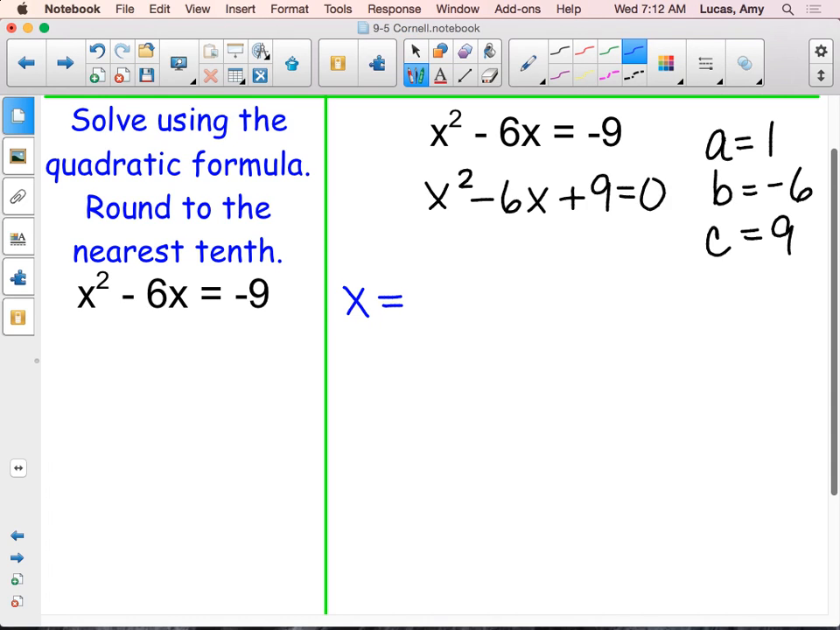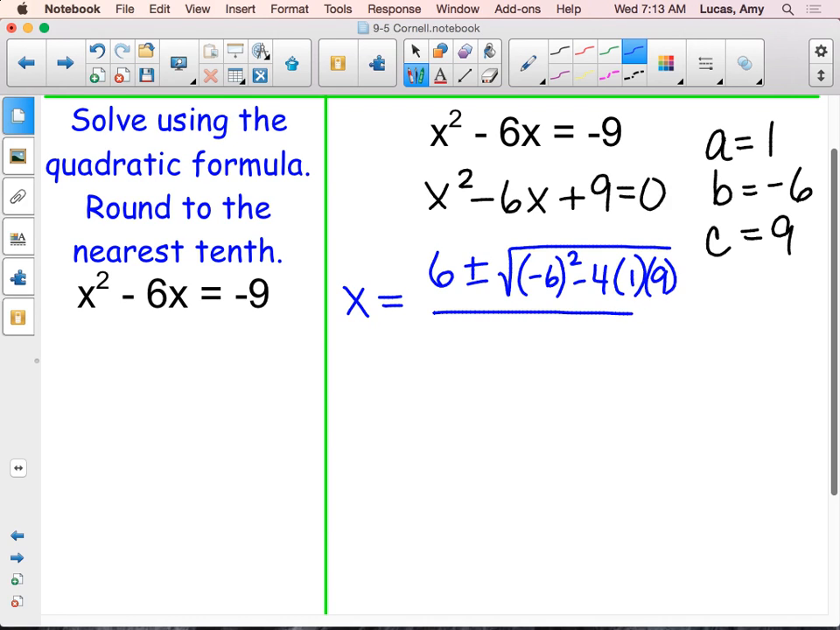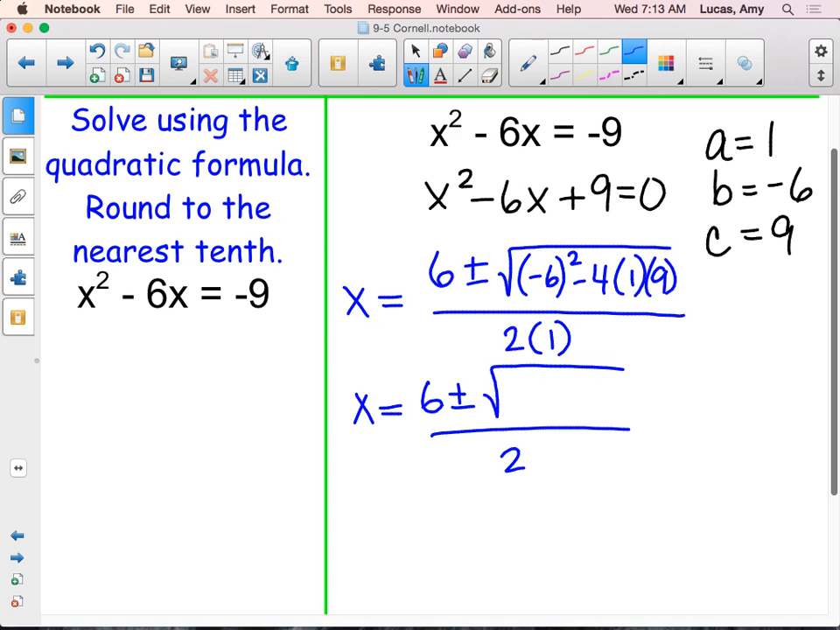So x equals the opposite of b. The opposite of -6 is +6, plus or minus the square root of our discriminant, -6 squared minus 4 times 1 times 9, all divided by 2 times a, and a is 1. So simplifying the denominator, I get 2. The discriminant, -6 squared, is 36. And then multiply all 3 of these together, and you get -36.